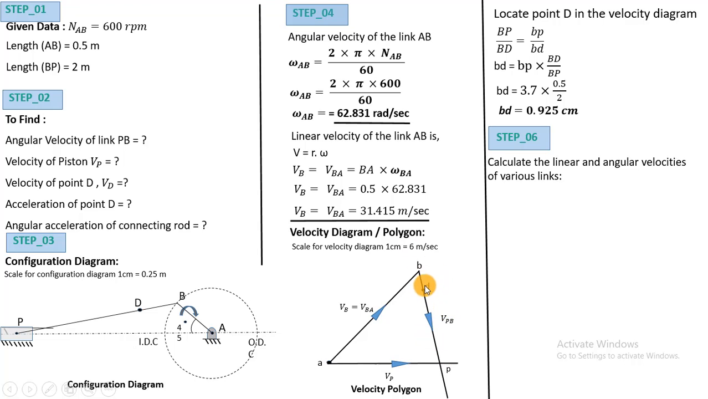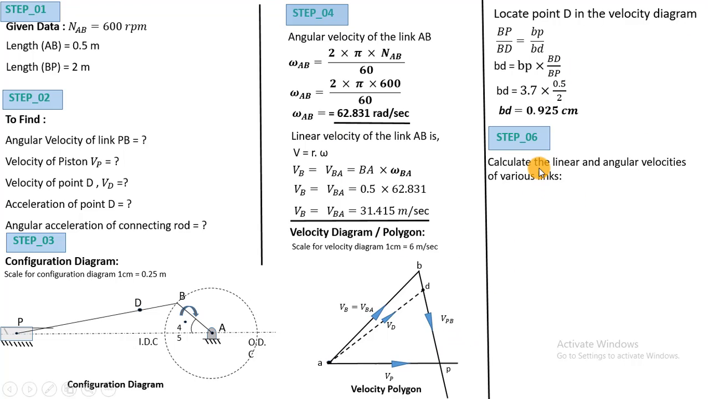Now to get the absolute velocity of this point D, we have to connect this point with the fixed point A. This is the velocity of D, or the absolute velocity of point D. Here we have completed the velocity polygon. The next part remaining is to calculate the velocity of the piston and the velocity of point D from the velocity polygon. Later on we will move further to the calculation of the accelerations for the different links, or for whichever is asked.